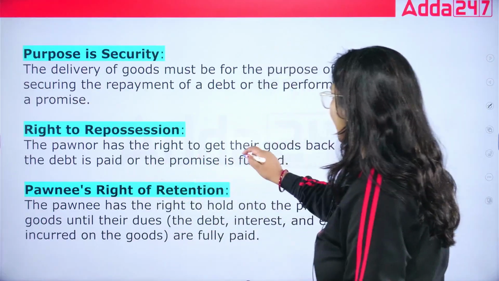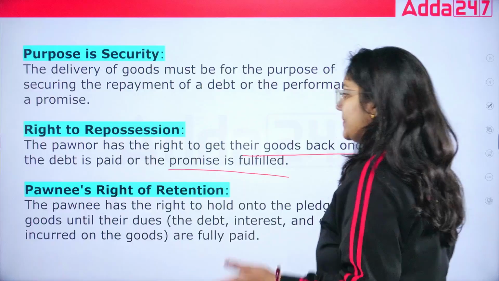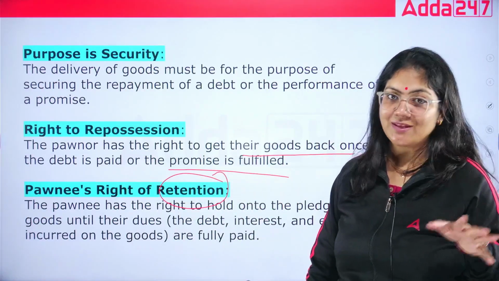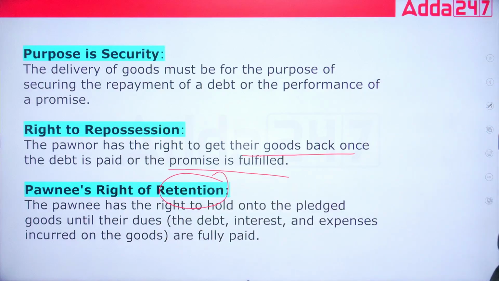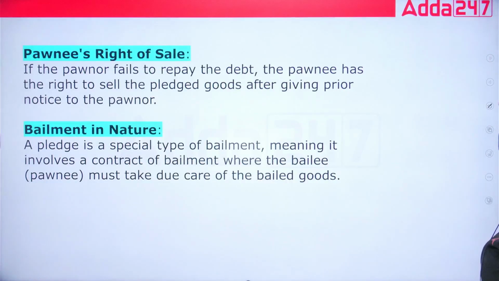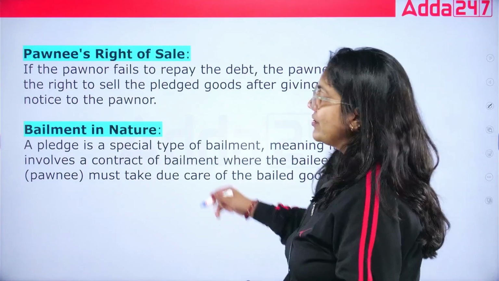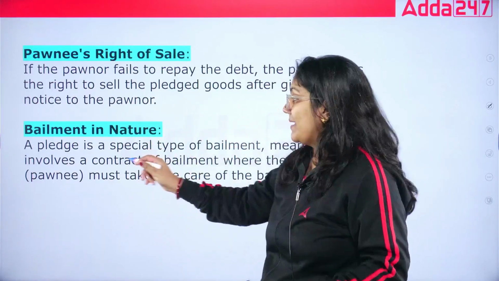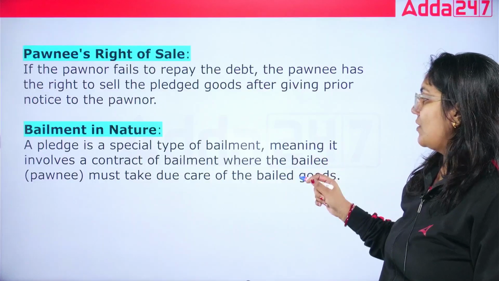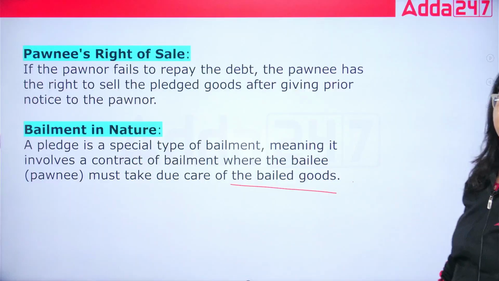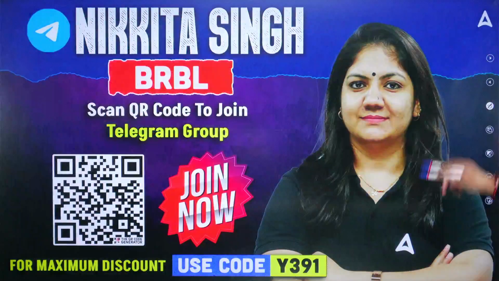Right of repossession: the pawner has the right to get their goods back once he has paid the debt. Pawnee, right of retention. Retention means hold. Suppose the pawner is not able to pay the money, the pawnee has the right of retention. So the pawnee has the right to hold on to the pledged goods until their dues are fully paid. Pawnee's right of sale: exactly, if the pawner is not able to pay the money, the pawnee can sell the property. And bailment in nature: the pledge is a special type of bailment, meaning it involves a contract of bailment where the bailee must take care of the pledged goods. So this is all about bailment.